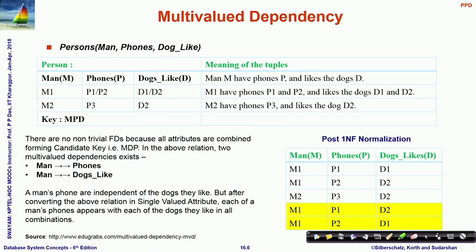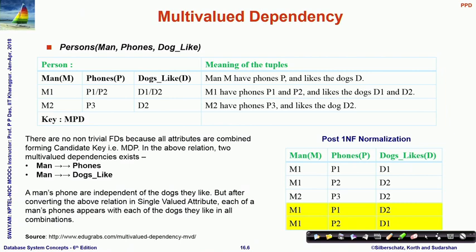And so, if we look at the 1NF normalized form here, what do we do in 1NF? We create separate rows for them. So, we have created separate rows for M1 against P1 and P2 in phones, and similarly for D1 and D2. Once we have done that, we can see, as I have highlighted with yellow, the different redundancies that are arising, because I have phones and dog liking attributes.